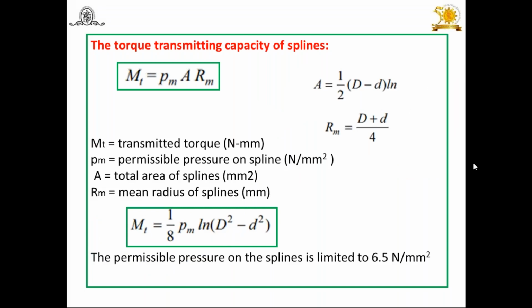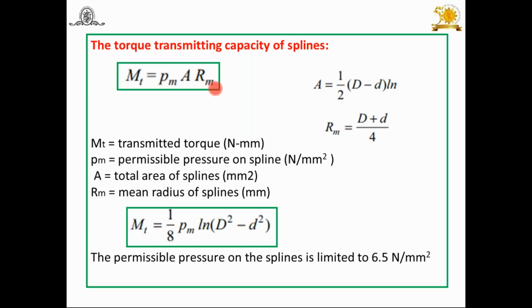The torque transmitted by the spline, or torque transmitting capacity of the spline, is equal to, that is, T is torque transmitted, the permissible pressure on the spline into the total area of the splines only. Try to understand which area we have to consider. Splines means the key portion of the spline shaft and the hub portion where they are coming in contact. That area we have to consider.